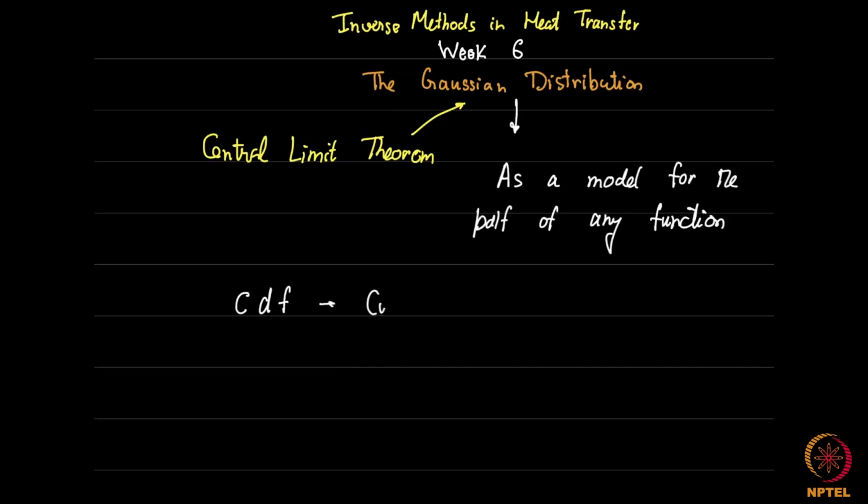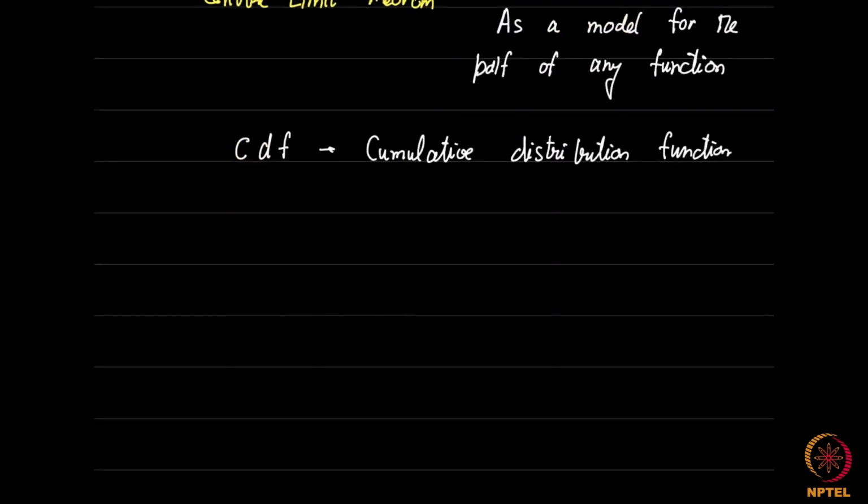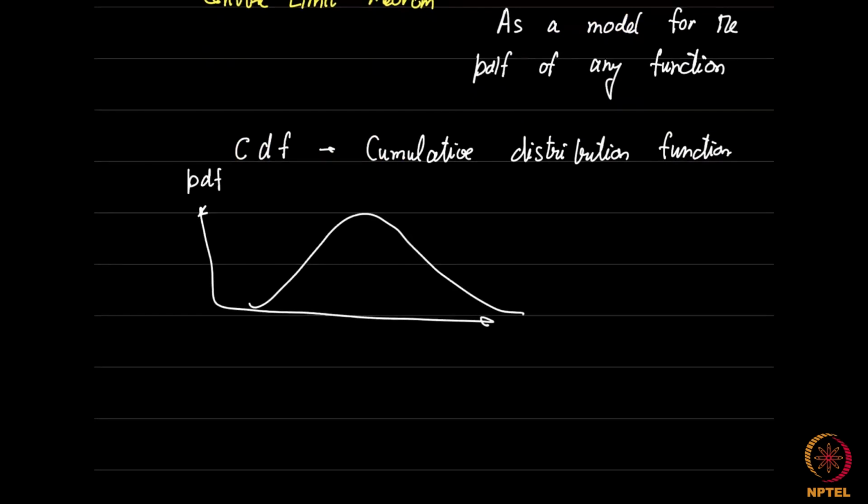So CDF stands for cumulative distribution function. And in many ways, the cumulative distribution function is more practically useful than the probability distribution function. Essentially, if you have a probability distribution function like this, then the integral of p of x dx between x1 and x2 is the probability that the event is between x1 and x2.